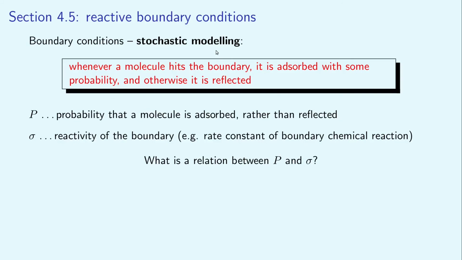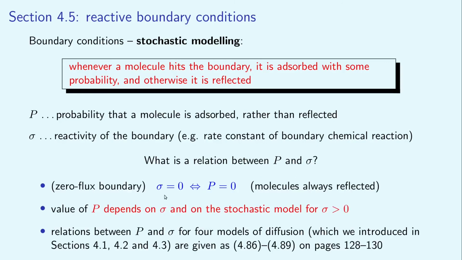Considering stochastic modeling, the reactive boundary condition can be formulated in words as follows. Whenever a molecule hits the boundary, it is adsorbed with some probability, and otherwise it is reflected. So the stochastic boundary condition can be described by parameter p, which is the probability that the molecule is adsorbed rather than reflected. And our question is, what is the relation between p and sigma?